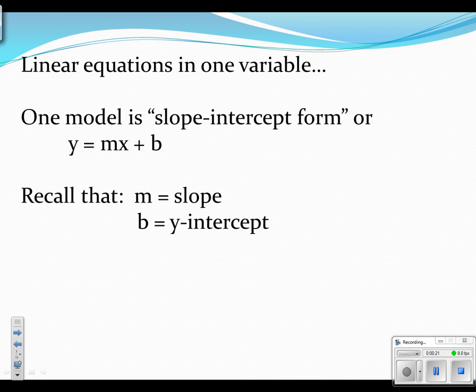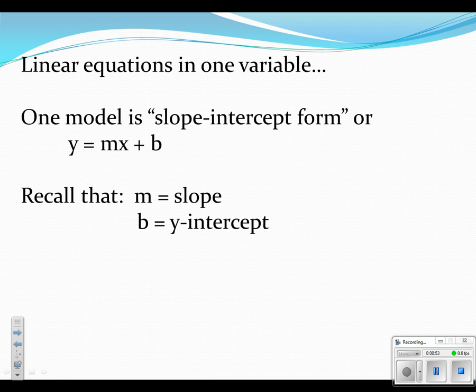So one of the models that you've been used to with linear equations is the slope-intercept form of a line, or y equals mx plus b. I think that's going to sound real familiar to all of you. Recall, if you have an equation in y equals mx plus b form, m, or the coefficient of x, is the slope. Recall that slope is the rise over the run for your line, or the change in y over change in x is sometimes how that's referred. And the b, or the constant at the end of the equation, is called your y-intercept.